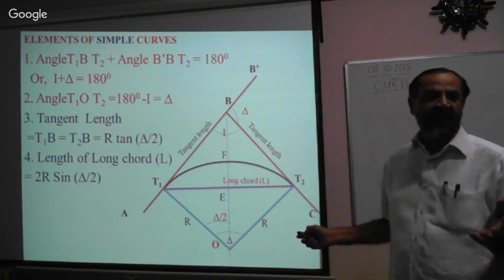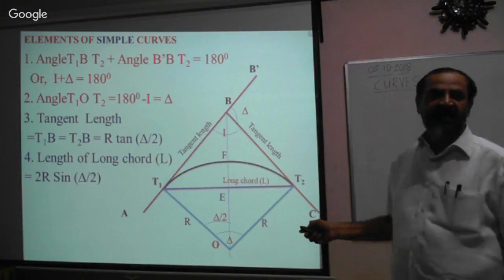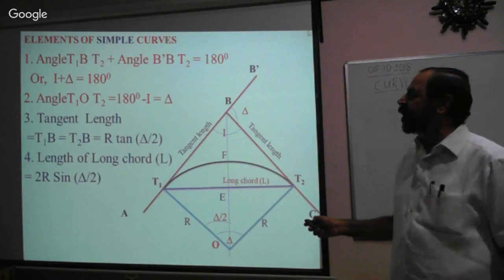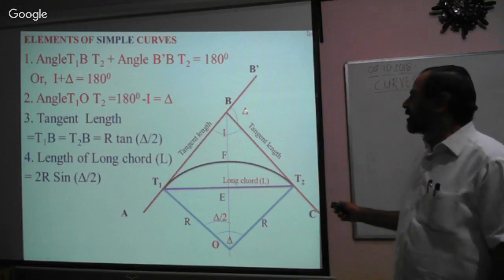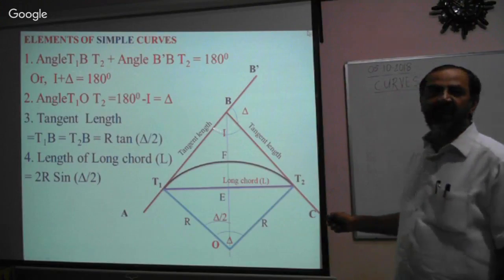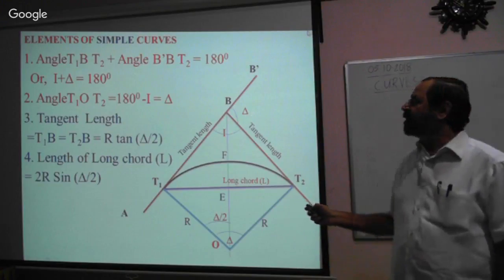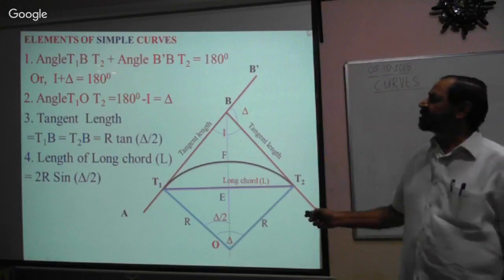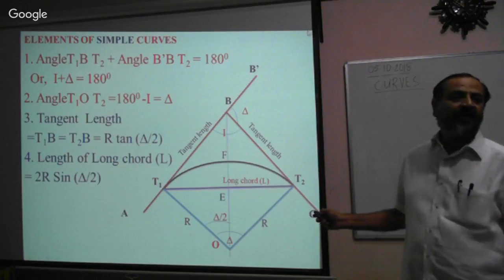Another thing is the elements of the curve, how to calculate those elements. That is another important issue to be addressed by the engineers. These are the fundamentals and basics one should know. Please note, this is the deflection angle, this is the intersection angle. The sum of the intersection angle and the deflection angle is equal to 180 degrees. Sum of the deflection angle and intersection angle, isn't it?